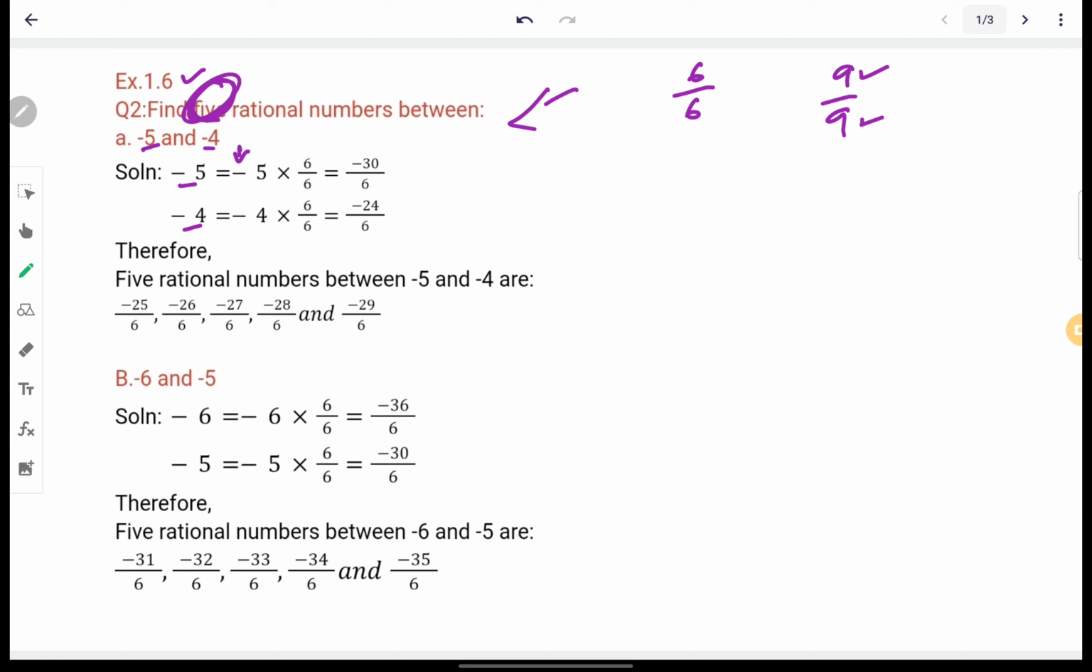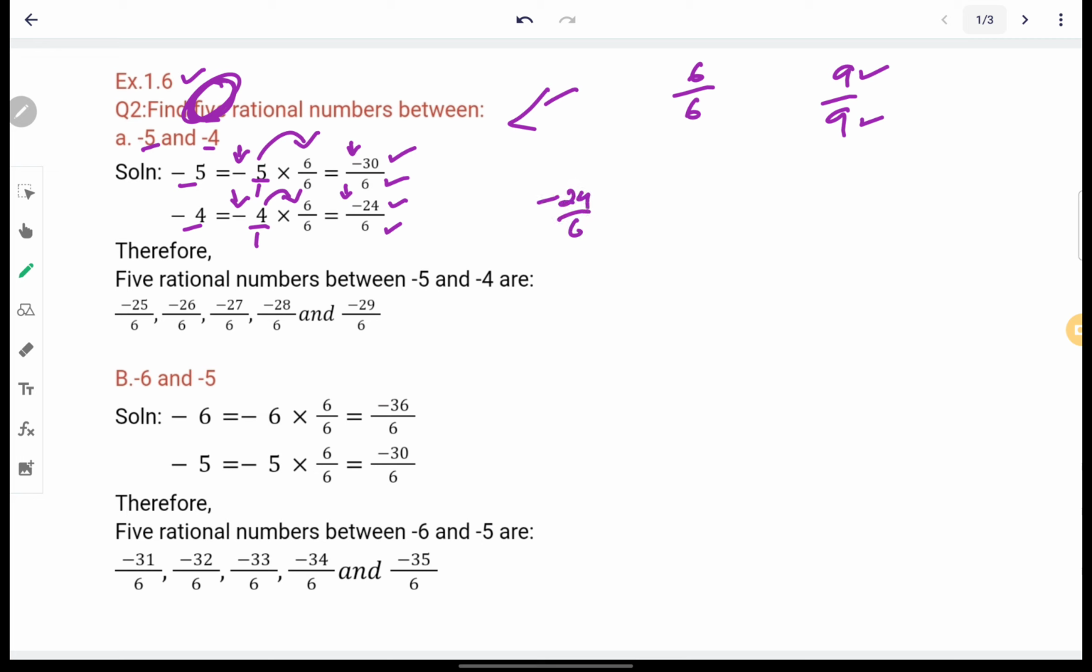So you can already see minus is here, so minus will be here. Then 5 6s we're going to get minus 30, right? And remember, 1 is here, so 1 into 6 is 6. Same thing again, minus is here, so our answer will be minus here like this. Then 4 6s we're going to get minus 24 by 6. Remember, 1 is here, right? 1 6s are 6.